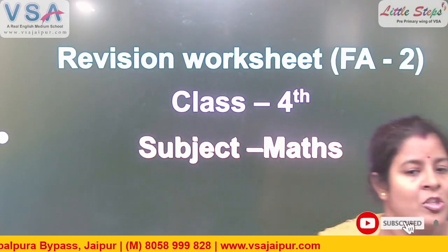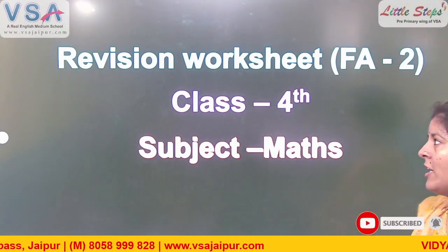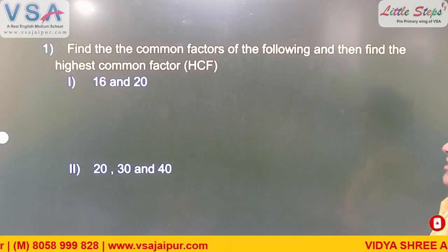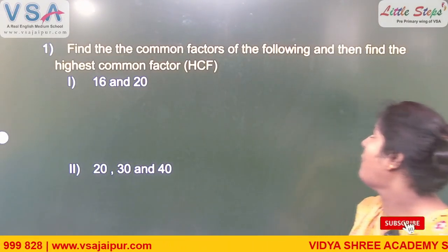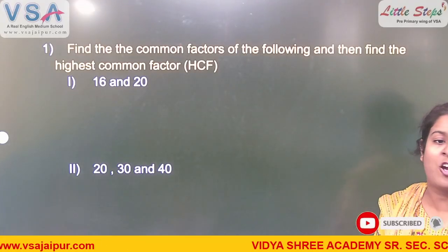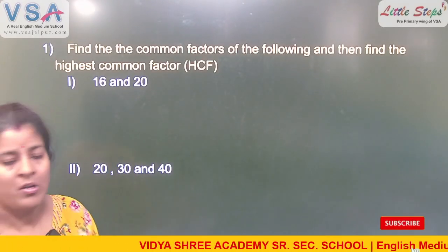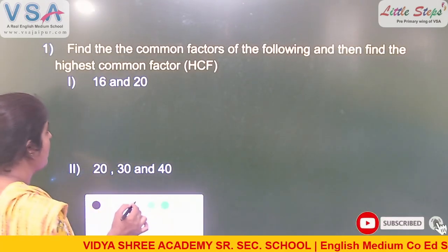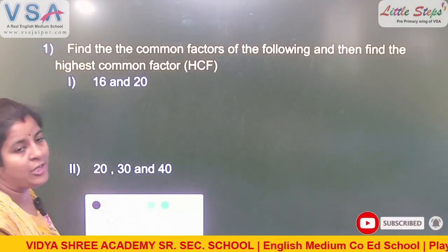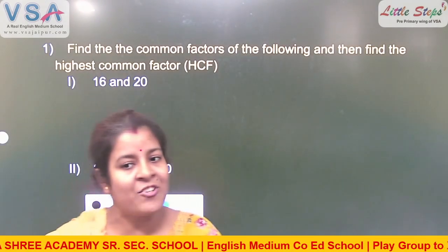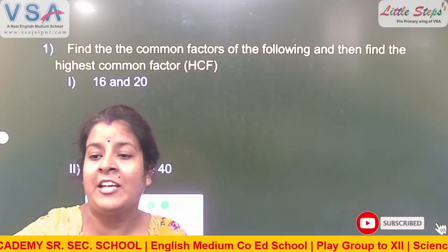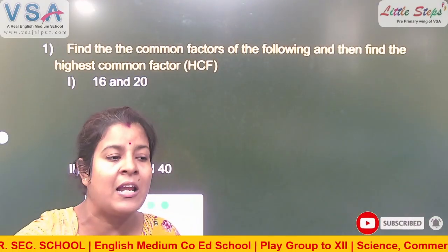Yes? So let's start. The first question of this worksheet is: find the common factors of the following and then find the highest common factor. Is that the meaning of HCF also? So we can write 16 and 20. First of all, find the factors of 16 and 20, and after that, we can find the common factors. And the last is HCF.